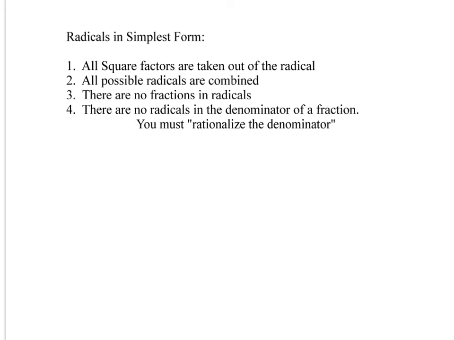Radicals in simplest form: there are a couple of rules here. All square factors, if we're talking about square roots, are taken out of the radical. In other words, the radicand can contain no perfect squares. All possible radicals are combined. There are no fractions in the radicals, and you can never leave a radical in the denominator of a fraction, because radicals are irrational numbers. We call this rationalizing the denominator.